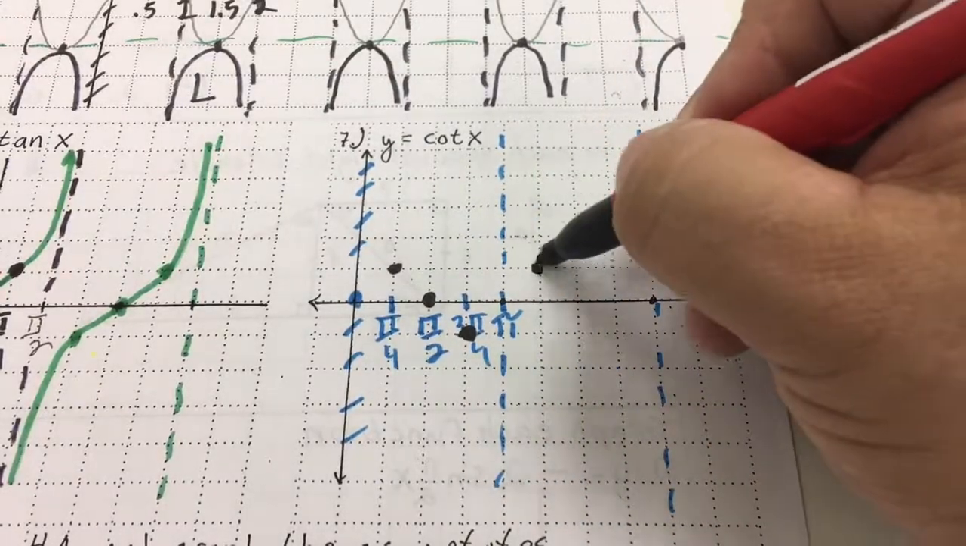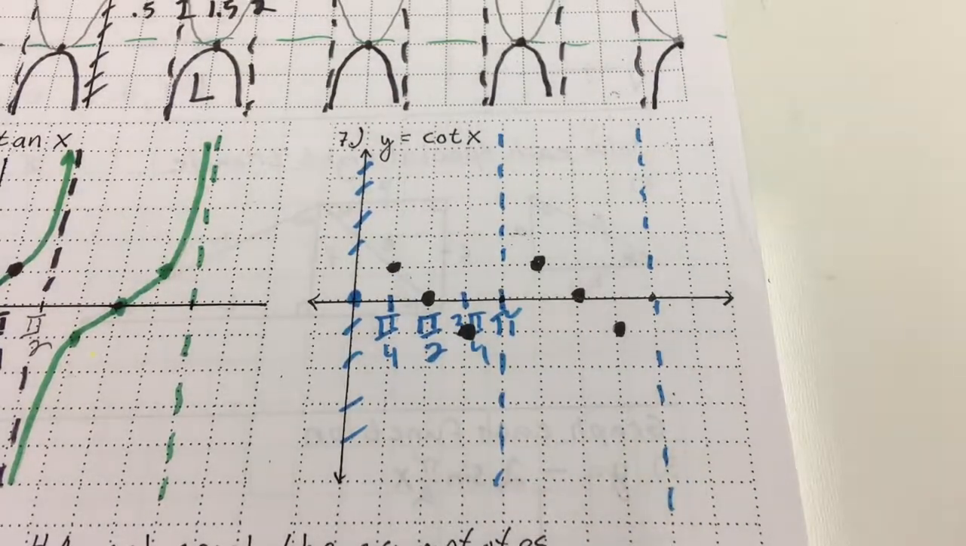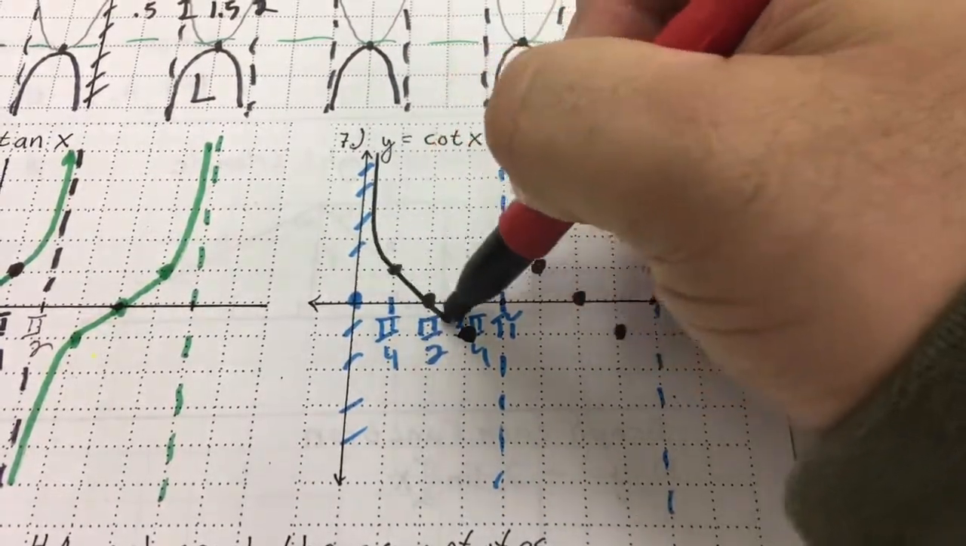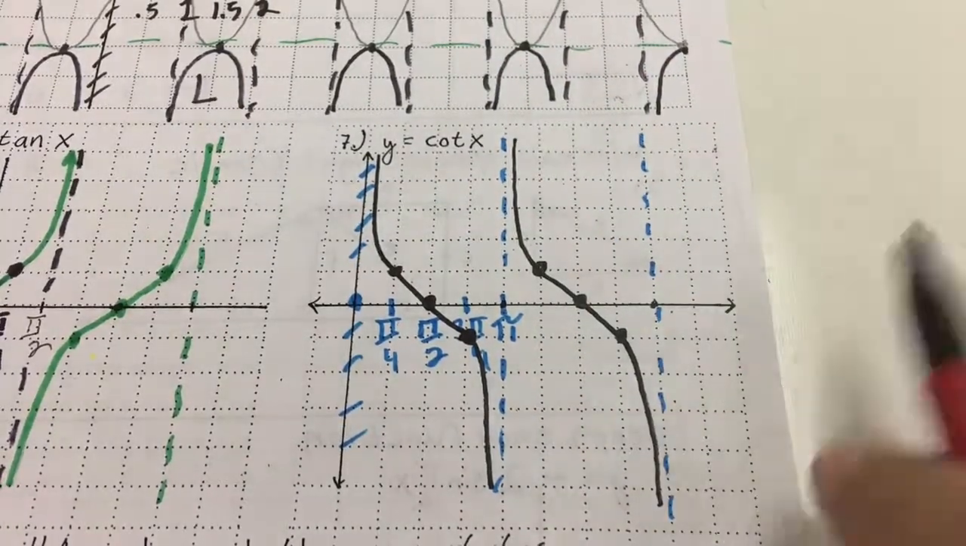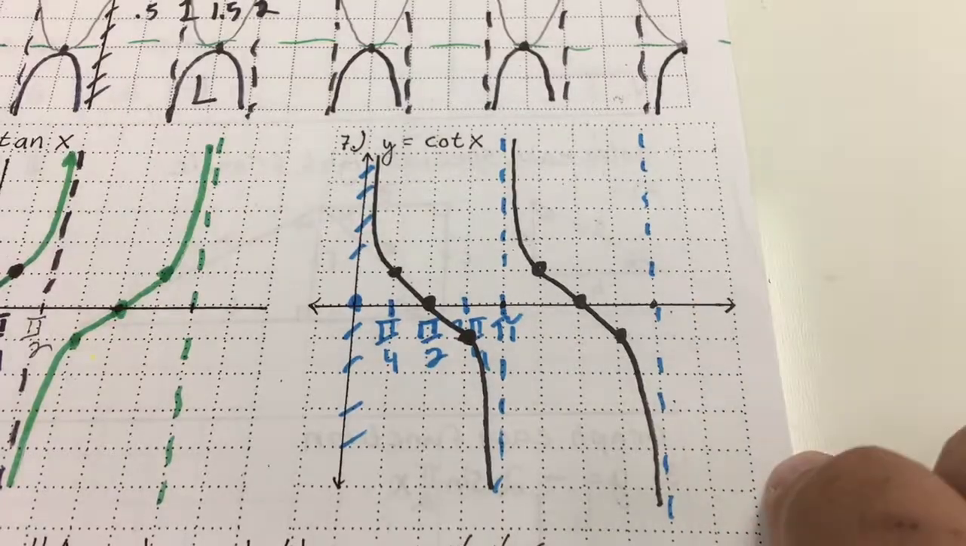Now I can see that that's going to repeat, so I'm going to repeat those coordinates on the right over yonder. And the cotangent curve is going to come like this, go through those 3 points, and then go downward. Same process repeats on this other section. I don't require you to put the other points, but some people do.